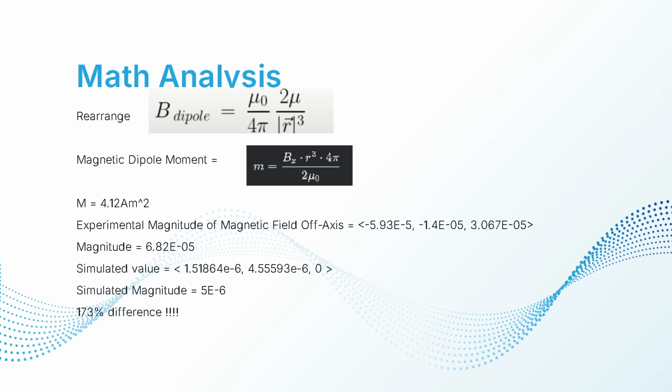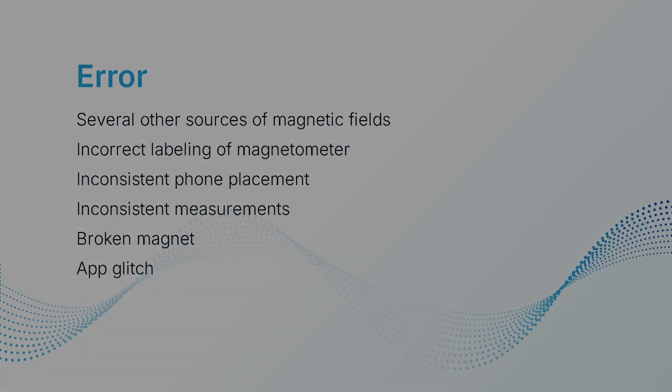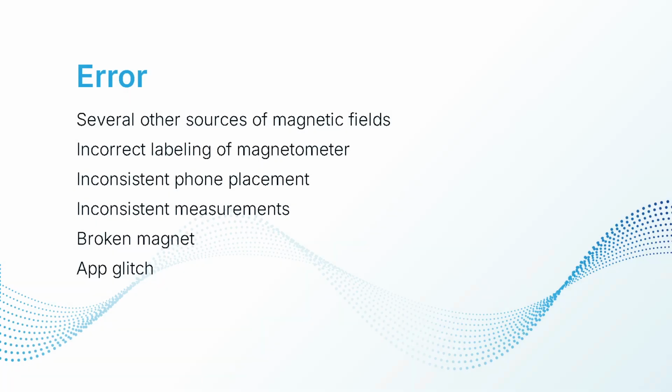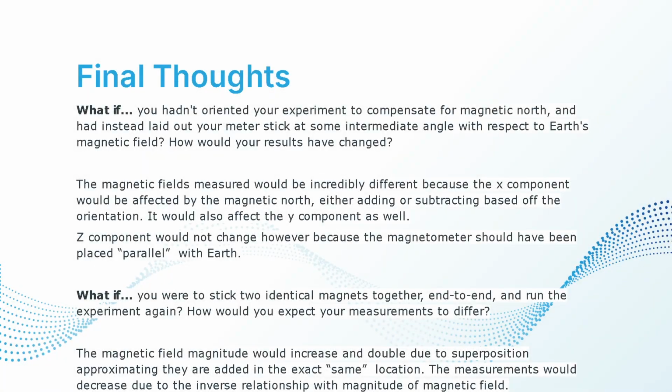Here's the mathematical analysis. You can see our magnitudes of the magnetic fields, and it's a 173% difference for the simulated magnitude. So that's a big difference. A lot of errors could have happened. Several other sources of magnetic fields were in the room at the same time. There was incorrect labeling of the magnetometer on the phone, and an app glitch, it was looking a little weird. A lot of stuff happened.